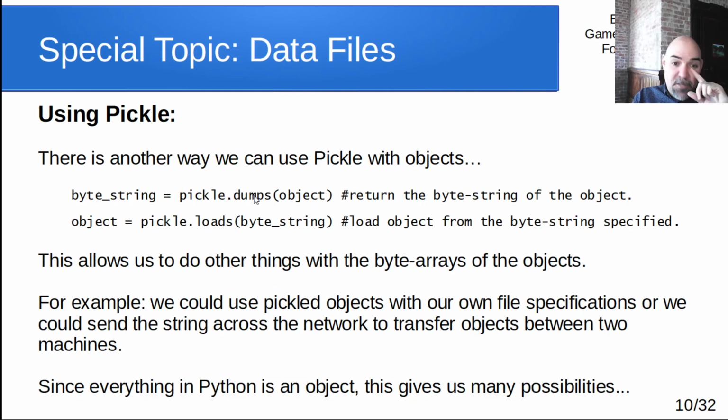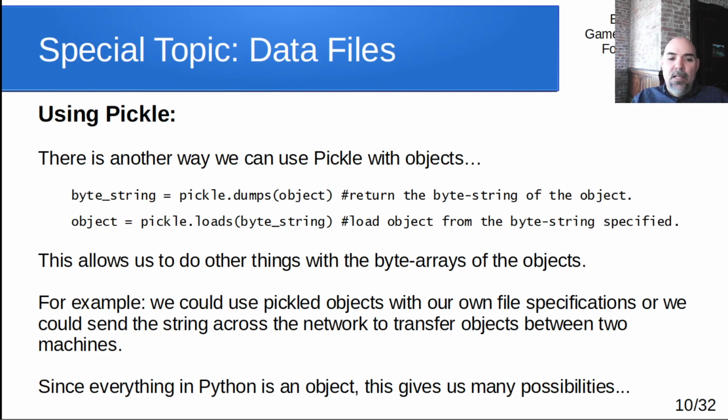There. All right, so dumps and loads are opposites of each other. One takes the byte string and gives us the object. One takes the object and gives us the byte string. That allows us to do other things with those byte arrays, like send them over a network, or gather a list of them, put them in a dictionary, and then encode that dictionary and save it if we wanted.